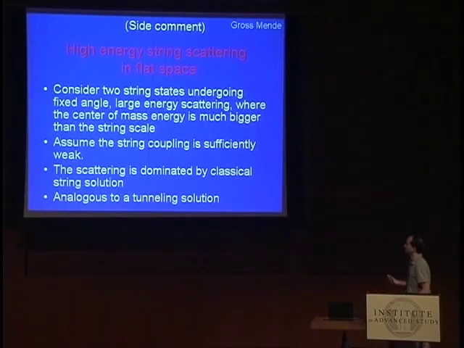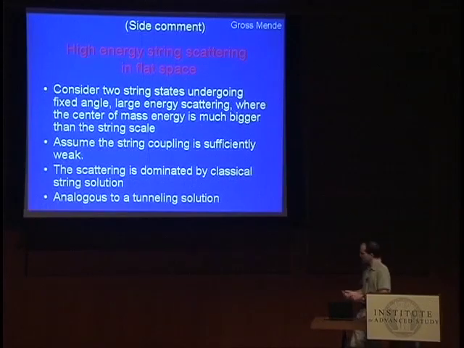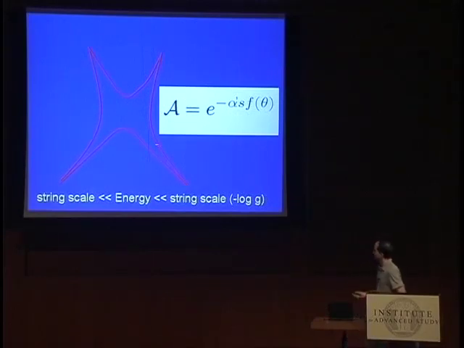As usual, when we are computing subleading things, we can have them described in terms of a tunneling solution, in terms of a classical solution. All this was understood several years ago by Gross and Mende, and they found the classical string solution. So you take the initial strings, they go into two other strings at different angles, and you can find the solution explicitly.